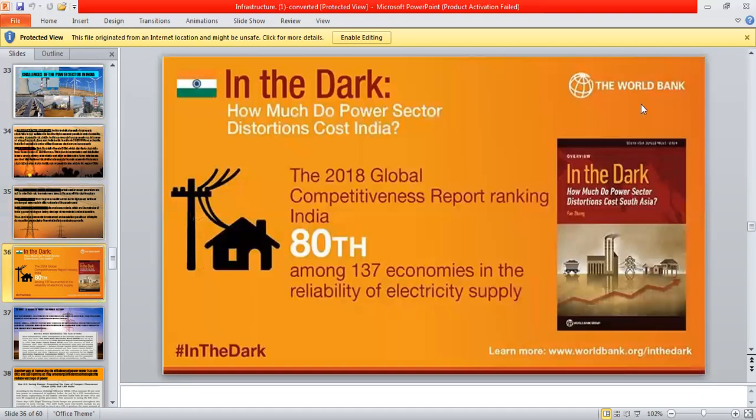Then the question is, according to the report of the World Bank, how much do power sector distortions cost in India? It is 80th among 137 economies in the reliability of electricity supply. That shows how much is the loss in the case of India in electricity generation.